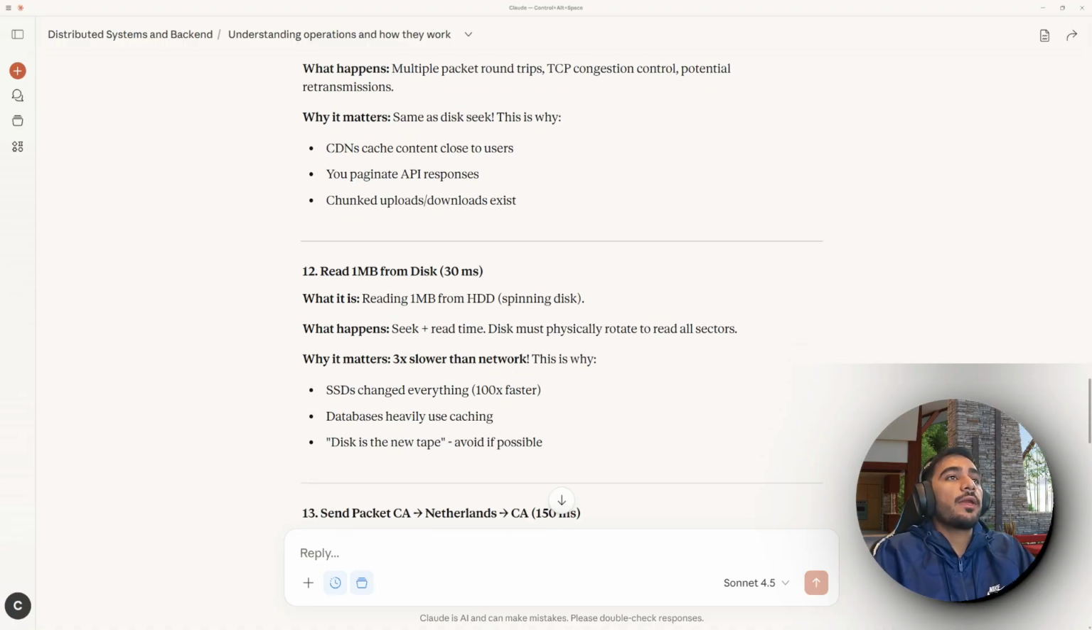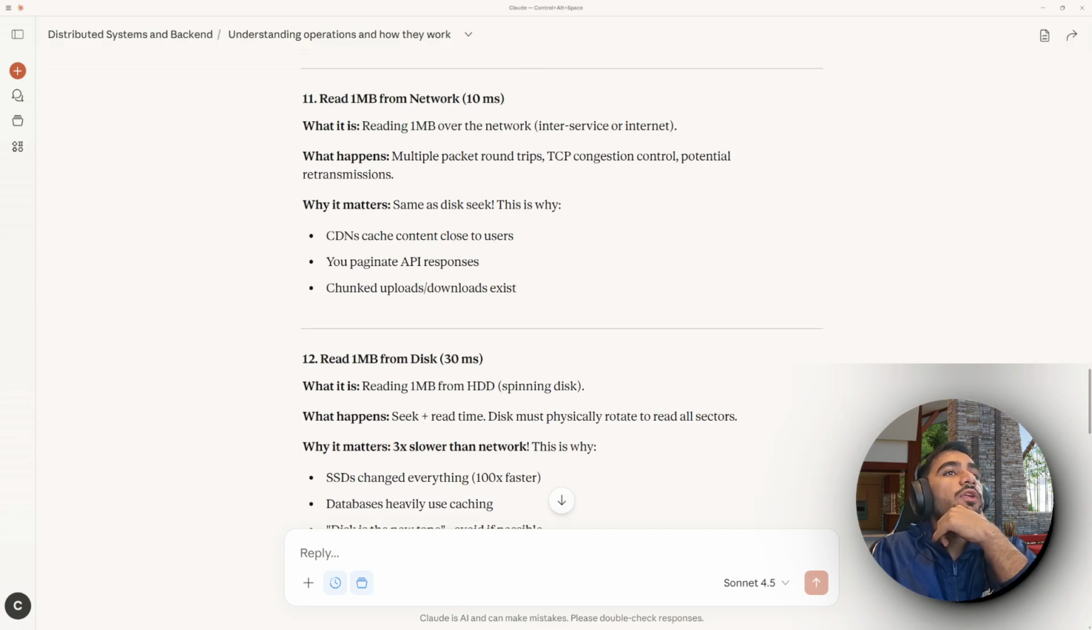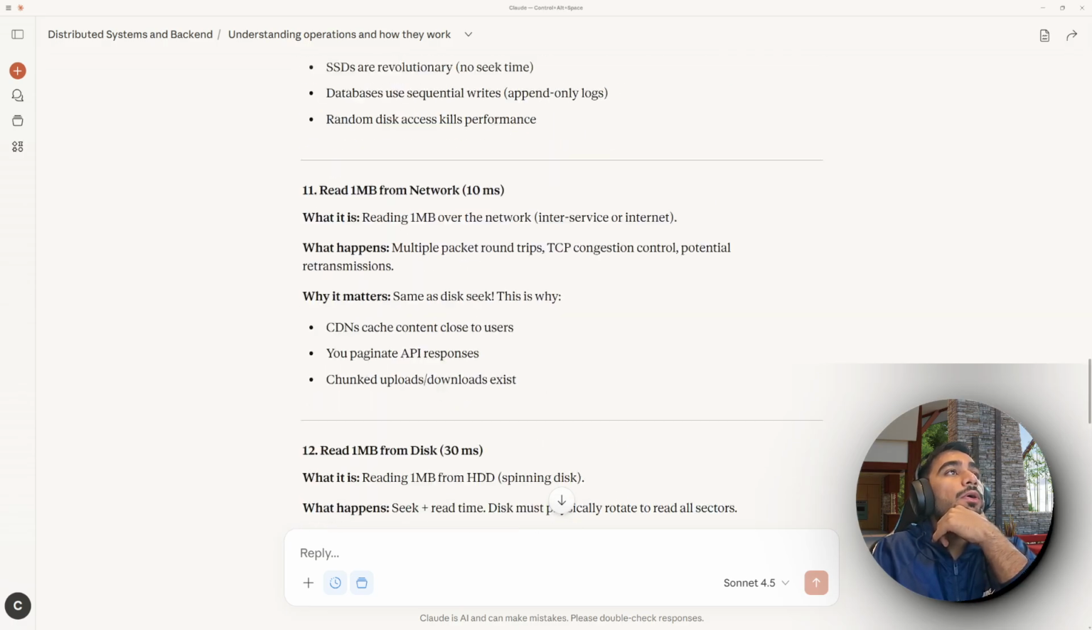So now reading 1 MB from disk takes 30 milliseconds. Reading 1 MB from HDD, a spinning disk. All right.